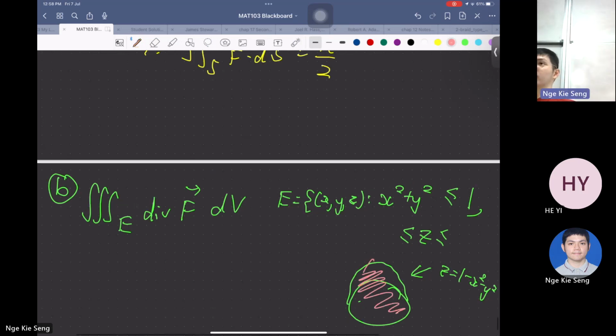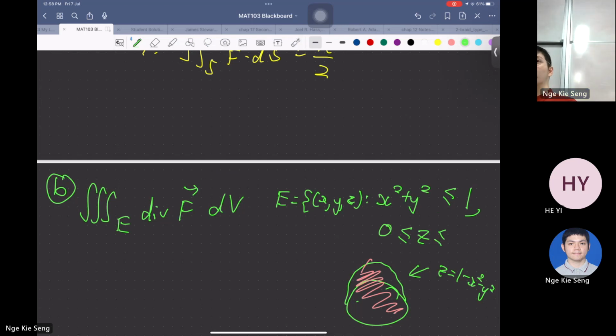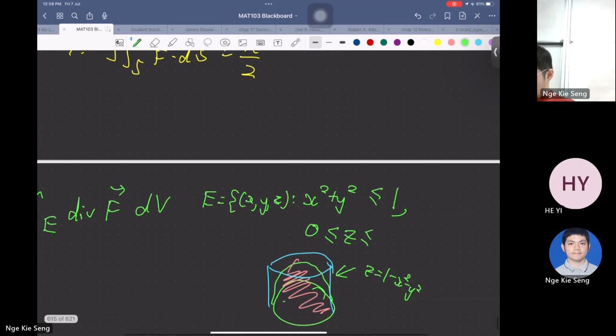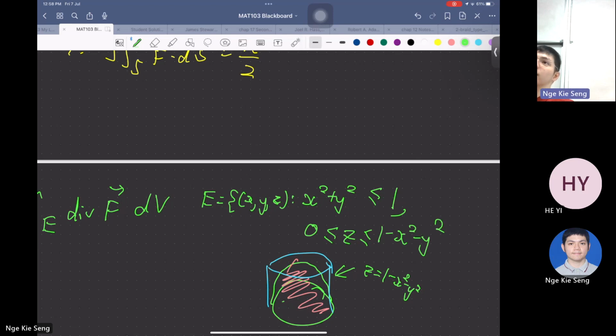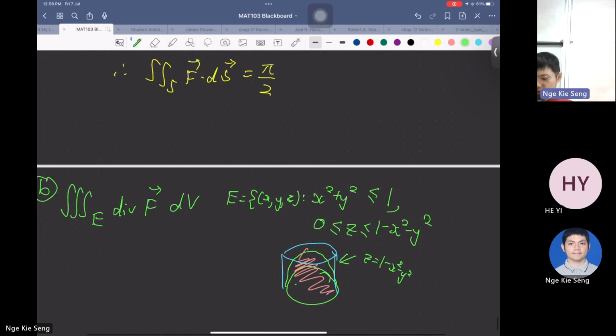What height do you need to take to fill out the solid? Z is bounded below by 0, all the way up to 1. Up to the cylinder, right? You get a cylinder, but I don't want a cylinder. I want 1 minus x squared minus y squared. We take up to the surface only. So this is the solid.